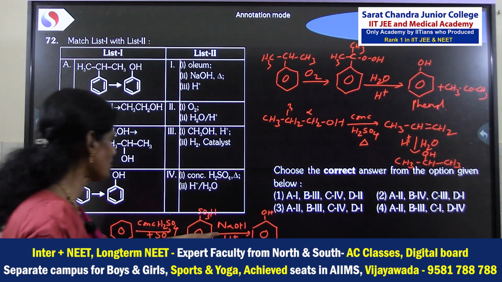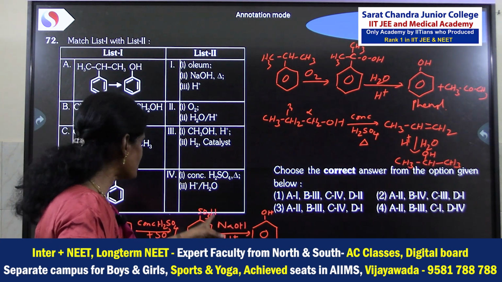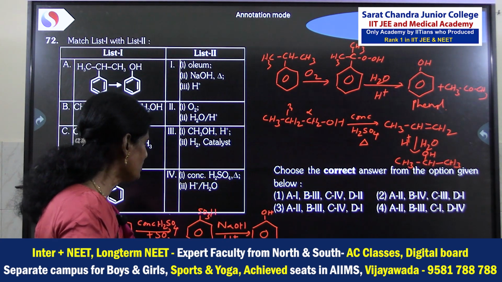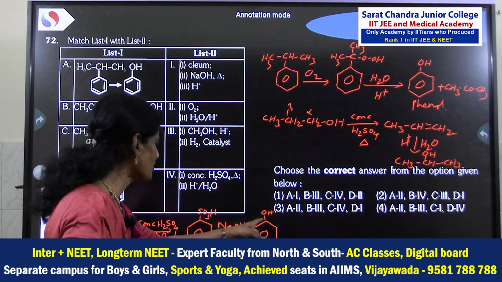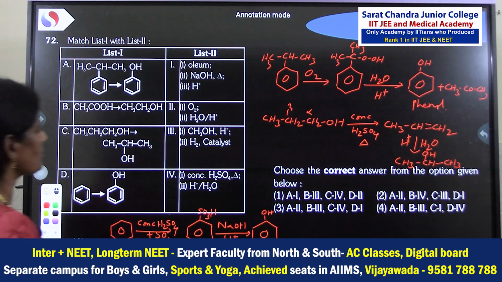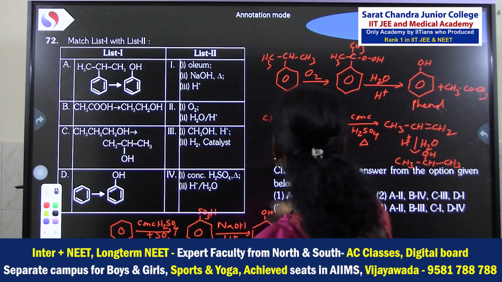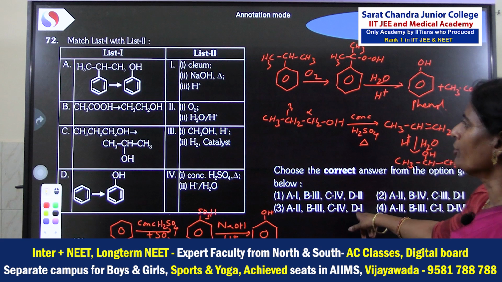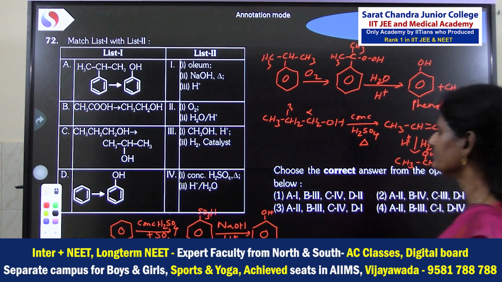Acidification. Sodium phenoxide on acidification forms phenol. So the correct option is the third option. Third option: A 2, B 3, C 4 and D 1.